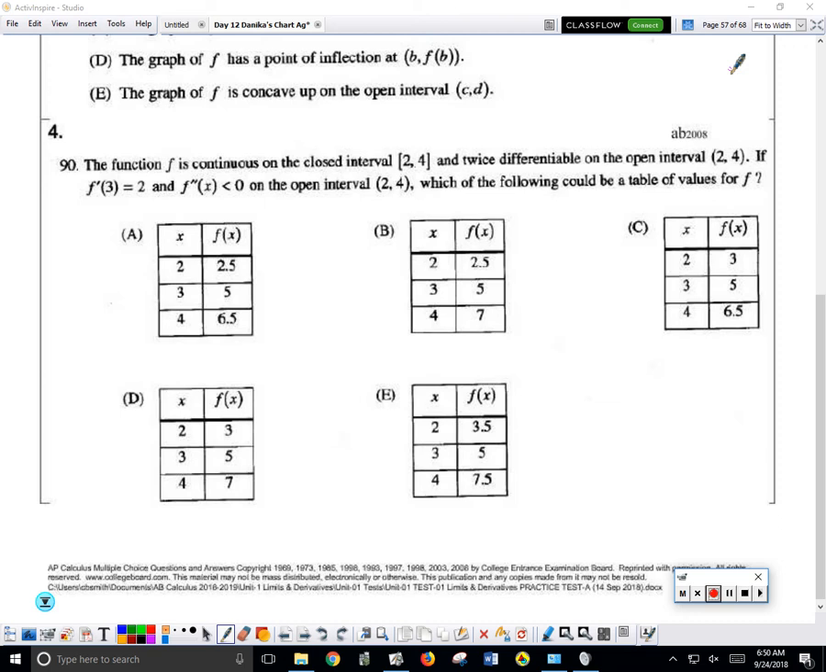Function f is continuous on the closed interval [2, 4]. I read that, and I think to myself, okay, that's good to know that the function's continuous. Whether or not I need that clue is kind of yet to be seen. Closed interval [2, 4] is probably not that important since all of them go from 2 to 4.